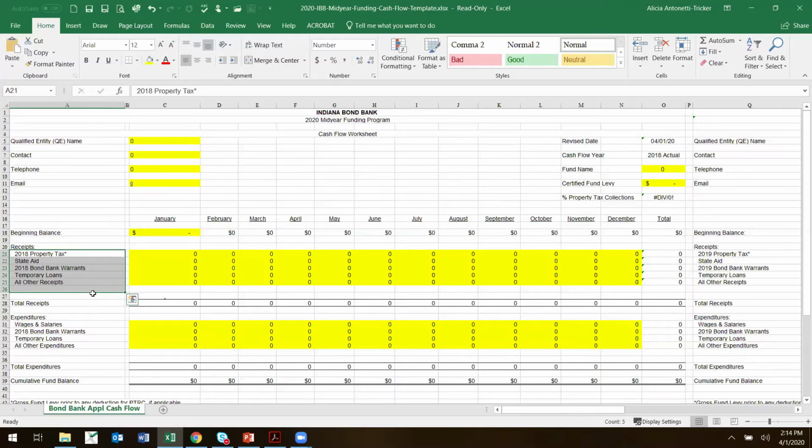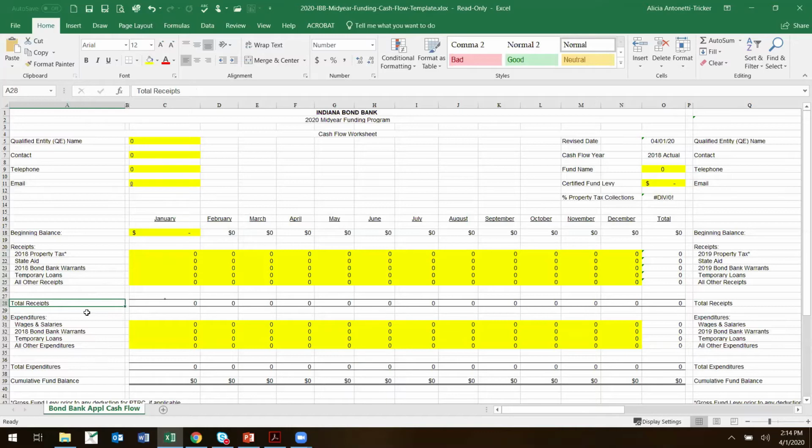So that when I get to my cumulative fund balance at the end of 2018, that December 31 balance should match the ending cash balance on your annual financial report. Again, that's just a check. It lets you know that you have all the information entered correctly.